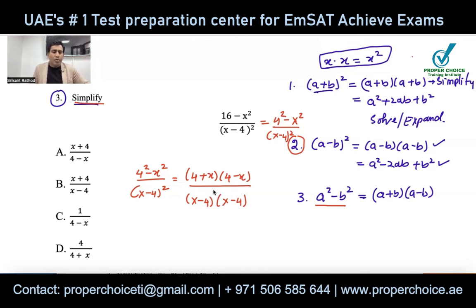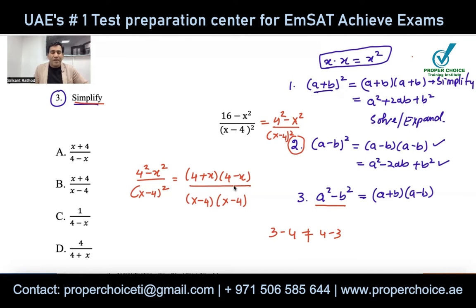In the numerator, we have 4 plus x and 4 minus x. In the denominator, we have x minus 4. I can't cancel 4 minus x with x minus 4. Why? Because 3 minus 4 is not the same as 4 minus 3, right? They are not equal. Then what should I do? If I can't cancel them, how do we simplify further?